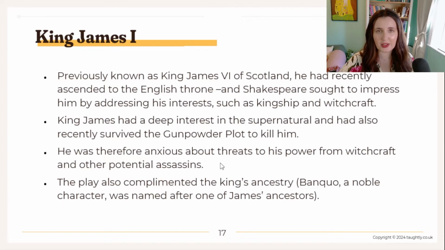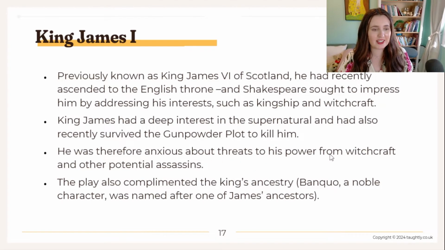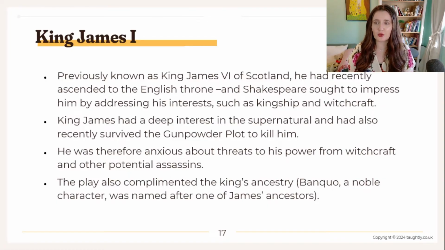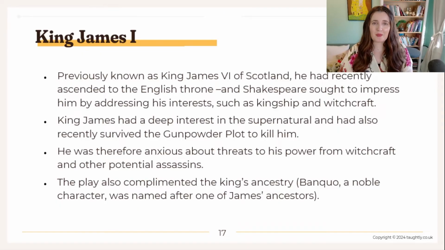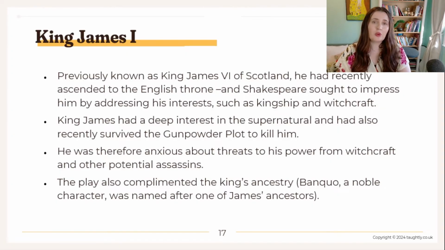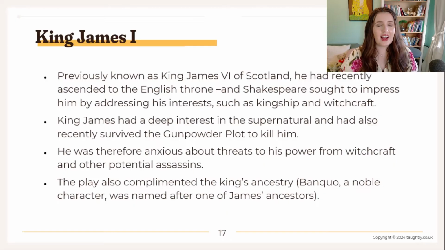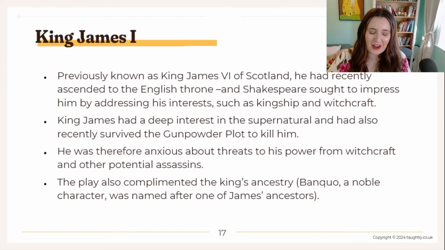So because of this, because of people trying to kill him, reasonably, King James was anxious about threats to his power from assassins and also from witchcraft. The play is also complimentary towards Banquo, who was said to be King James I's real ancestor. So when it's talking about Banquo, "you shall get kings though thou be none." Your future sons will be kings, but you yourself won't be. Well, King James I is one of Banquo's descendants that will become kings. So that is Shakespeare directly sucking up to King James I.